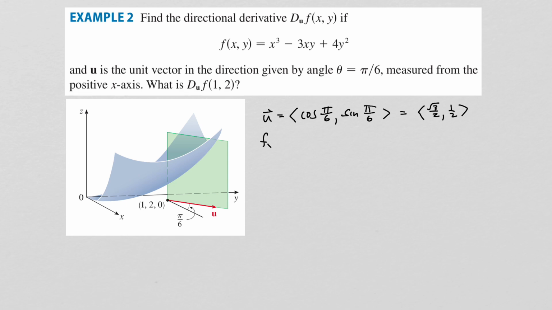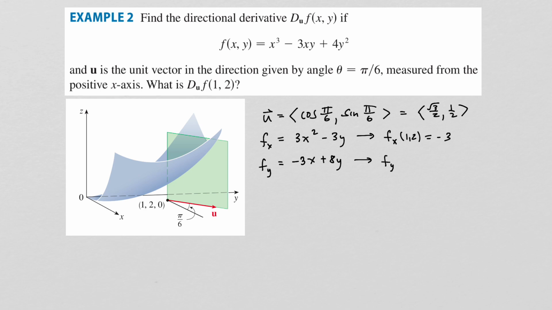Now we need the partial derivative with respect to x. This is 3x squared minus 3y, and the partial derivative with respect to y is going to be negative 3x plus 8y. Plug in the point 1, 2 and the partial derivative evaluated at 1, 2. So let's go ahead and plug in x equals 1 and y equals 2. That gives us 3 minus 6, which is negative 3.